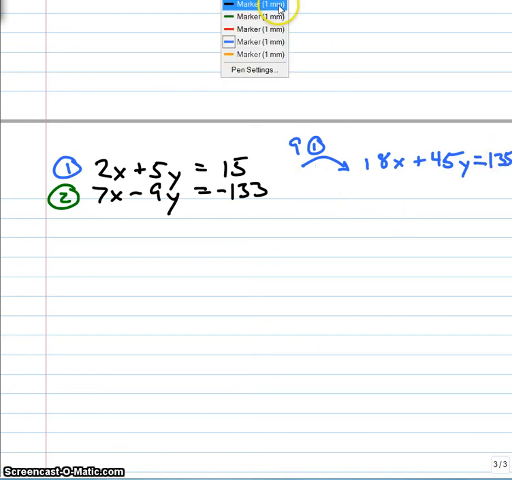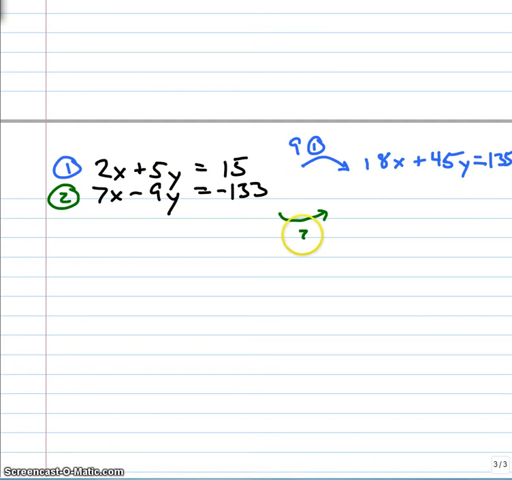And then for my second equation, I want to make sure that this guy ends up being a negative 45, so in order to do that I have to multiply the entire equation by 5, and that's going to give me 35x, and a negative 45y. Notice that these guys are going to drop out when I add them together, equals 665.